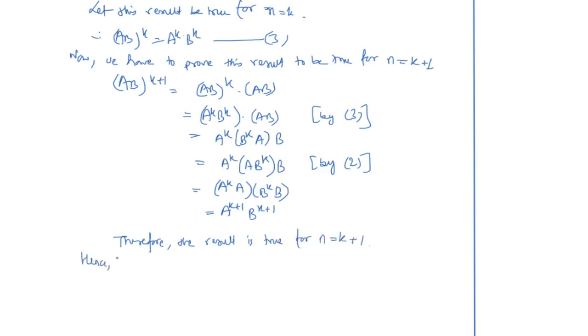Hence by mathematical induction, (AB)^n is equal to A^n B^n for n belonging to N, right?